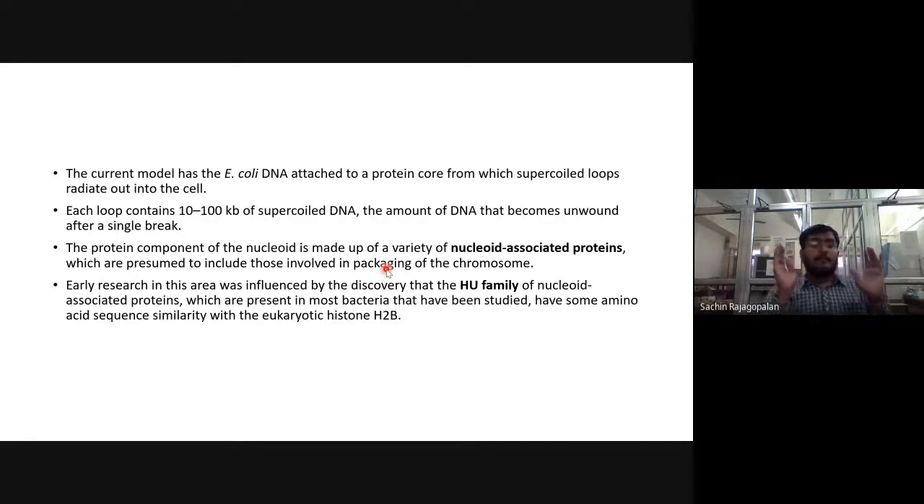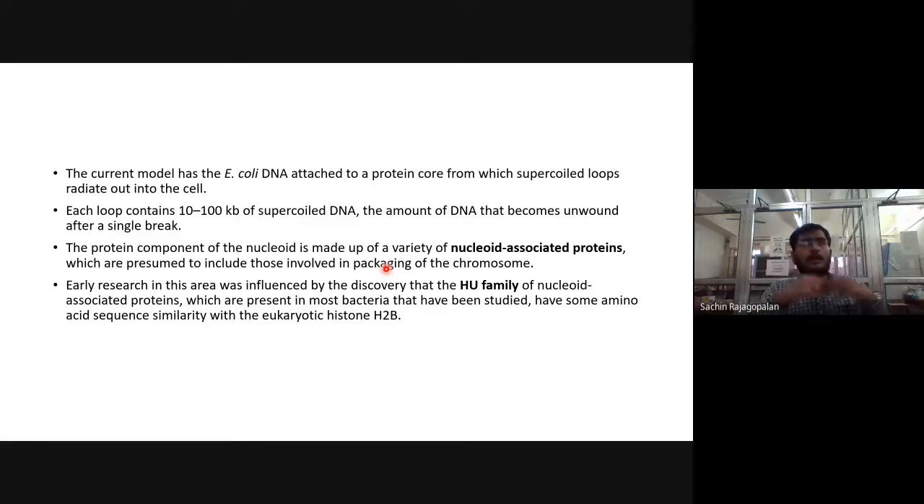Okay. Now the protein component, the protein core of your nucleoid, is made up of nucleoid associated proteins. There are several different types of proteins which form that protein core, which is responsible for organizing the nucleoid in that specific fashion of a prokaryote. Now the early findings about this protein core found that there are proteins from the HU family, which is a family of proteins.